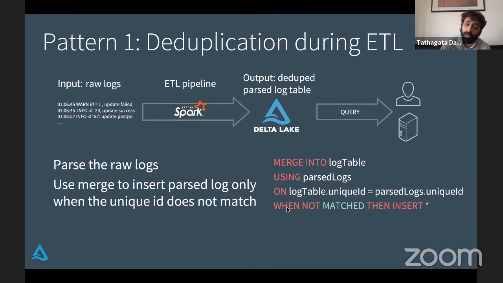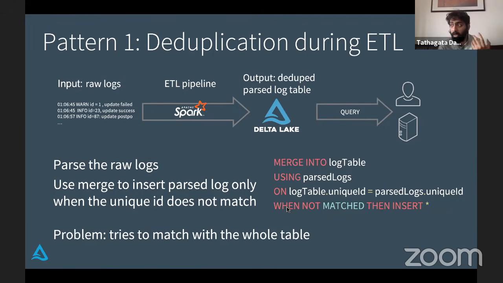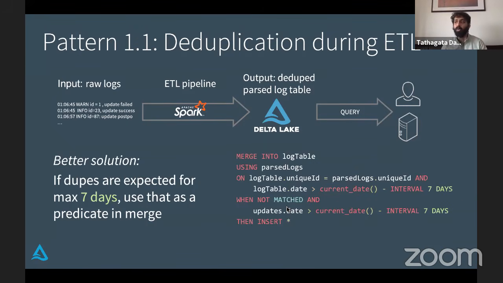Now you can optimize it further. The problem you will face is that it may scan the entire table every time to find out whether the unique ID exists or not. So you can optimize this further if you know that your duplicate data is going to come within only a certain time period. Like if you have duplicate data only over the last 7 days and not older than that, then you can inject that 7-day constraint as part of the match condition, forcing merge to only search the last 7 days of data for duplicates. So these are optimizations you can do.